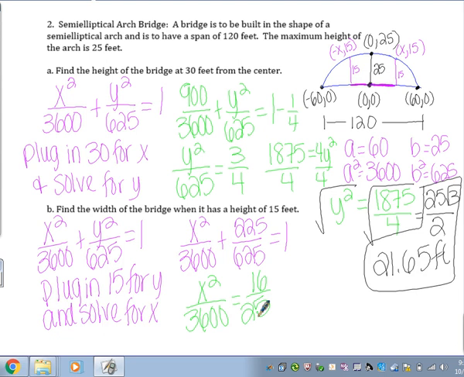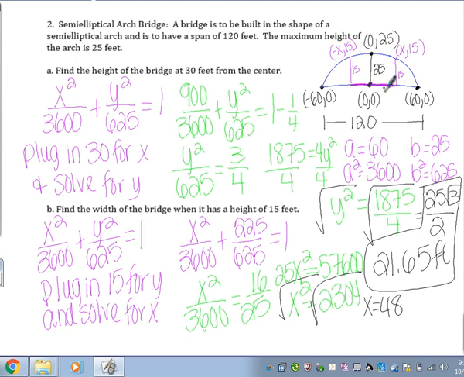And then cross multiply. So you have 25x squared equals, what's 16 times 3600? 57,600. And then divide by 25, so we get x squared is what? 2,304. Our next step is to do what? Square root. 48. So you get x is 48.